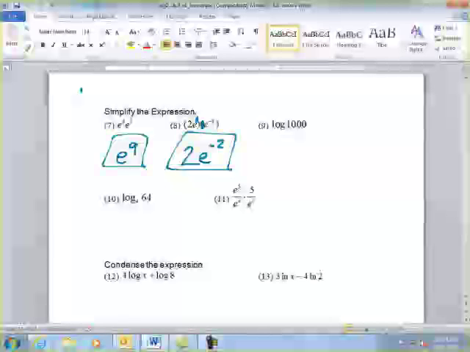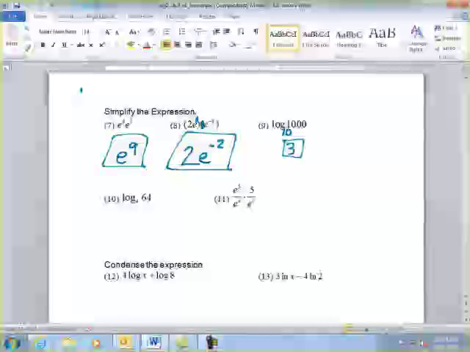To evaluate a log, remember what a log is asking. It's saying the base to what power gives us this number. So in number 9, what is the base? 10. So number 9 is asking the question of 10 to what power gives 1,000? 10 to the third is 1,000. So the answer is 3.